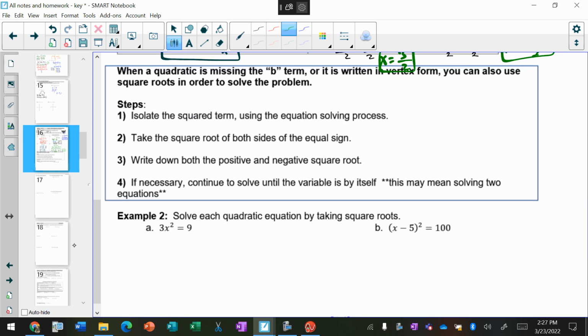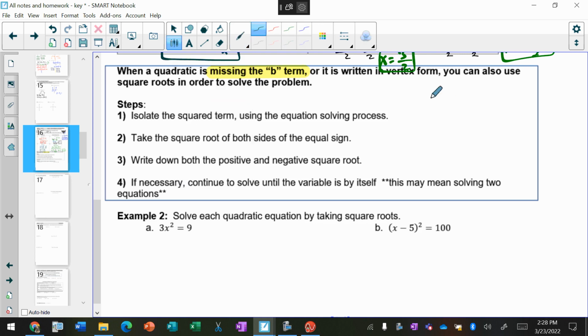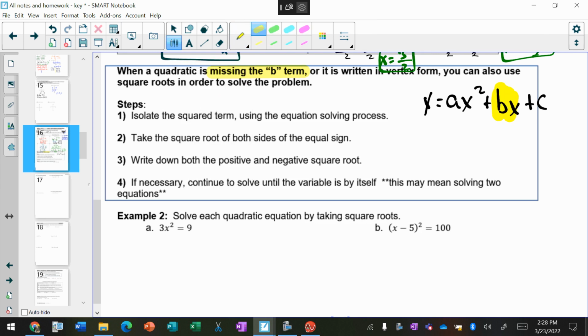Now, this is very important. Our square root method is used when the b term is missing. What I mean by the b term is, in standard form, a quadratic equation is ax squared plus bx plus c. When that b term is missing, which goes back to what I said earlier, as long as there's just an x squared, no other x, that's when we can isolate the squared term, take the square root of both sides, and write down the positive and negative square root.